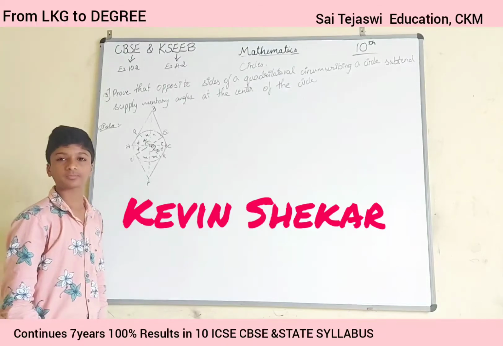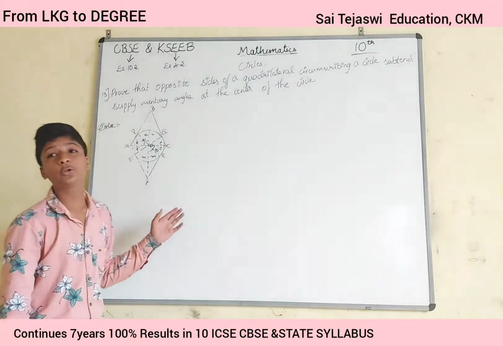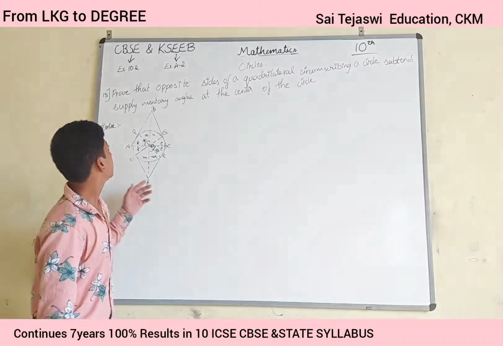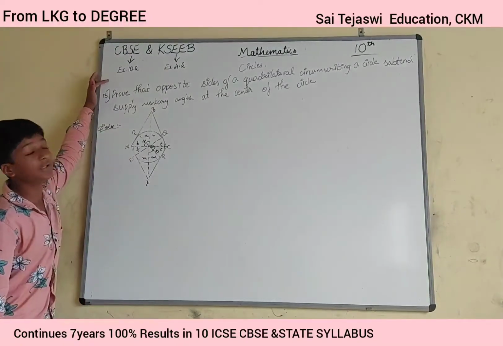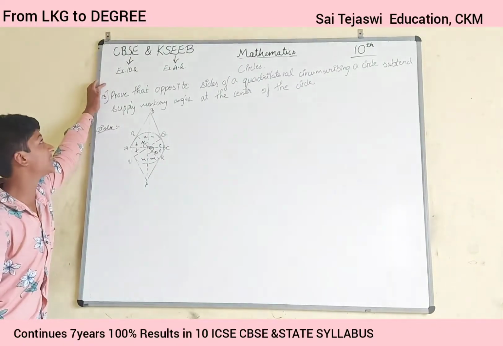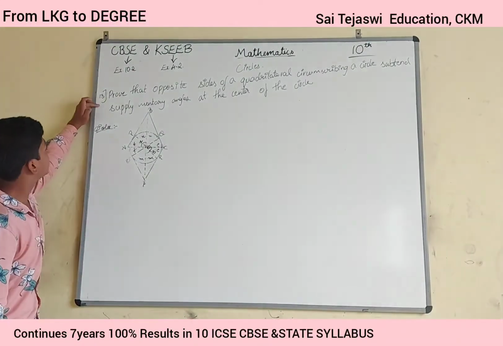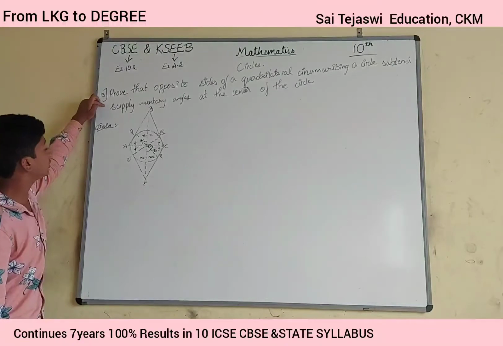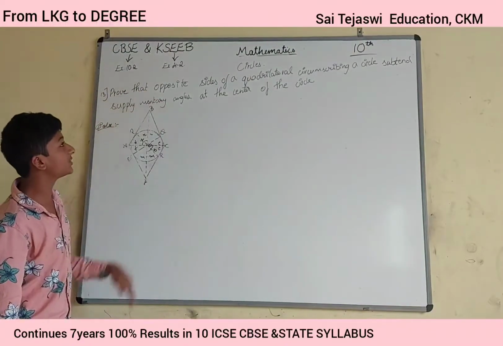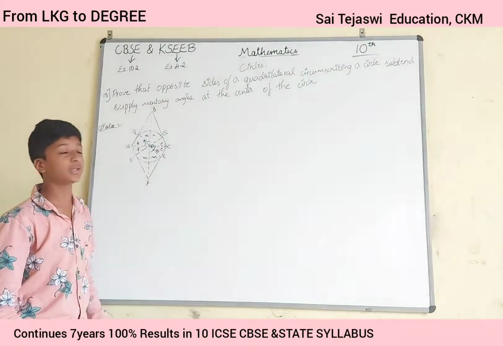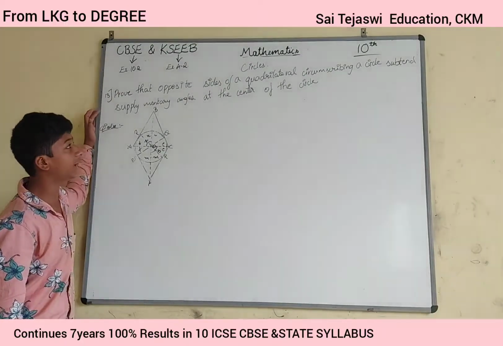Hi, today we are going to learn a concept in the circle chapter. It's in exercise 10.2 in the CBSE syllabus, and in the Karnataka State Board syllabus it's in exercise 4.2. This is question 13 in exercise 10.2. They have given: prove that opposite sides of a quadrilateral circumscribing a circle subtend supplementary angles at the center of the circle.